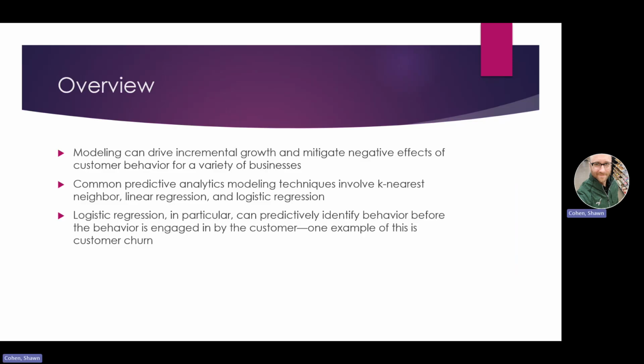So, just as a broad overview, of course, modeling can be used to drive incremental growth and mitigate negative effects of customer behavior. So, if a customer is taking certain behavior, we want them to take less of that. Modeling can help us use patterns to predictively identify what a customer is going to do eventually before they do it. Ways to do that involve k nearest neighbors, linear regression, logistic regression. Specifically within logistic regression, which we'll be looking at today, we can classify a behavior or classify a customer prior to them taking the final behavior that they made with us, specifically in terms of churn.